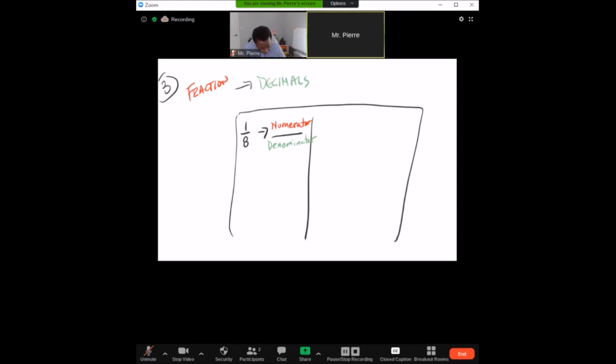What does that mean? What does that look like? Well, our numerator goes inside, and the denominator goes on the outside of the house. And then we're just going to do long division. Let's divide. How many groups of 8 can we subtract from 1? Well, that's 0. Remember, the decimal stays exactly where it is. How many groups of 8 can we subtract from 10? Well, that'd be 1. 10 minus 8 is equal to 2.